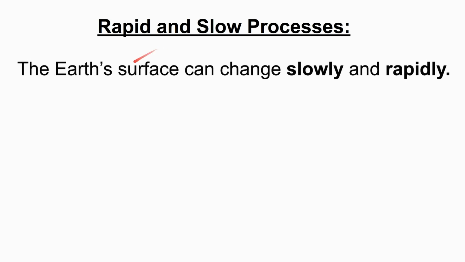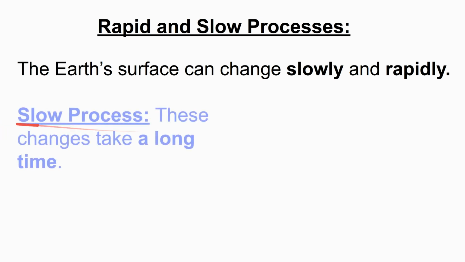All right, new stuff. So in your notes, this is where we're going to be writing some of the stuff down. Rapid and slow processes. Okay, here's the thing. The Earth's surface can change slowly and rapidly. I want you to write that sentence down. And if you need to pause this, pause it. I'm going to go through so the video is not 400 hours long. So pause this if you need to. The Earth's surface can change slowly and rapidly.